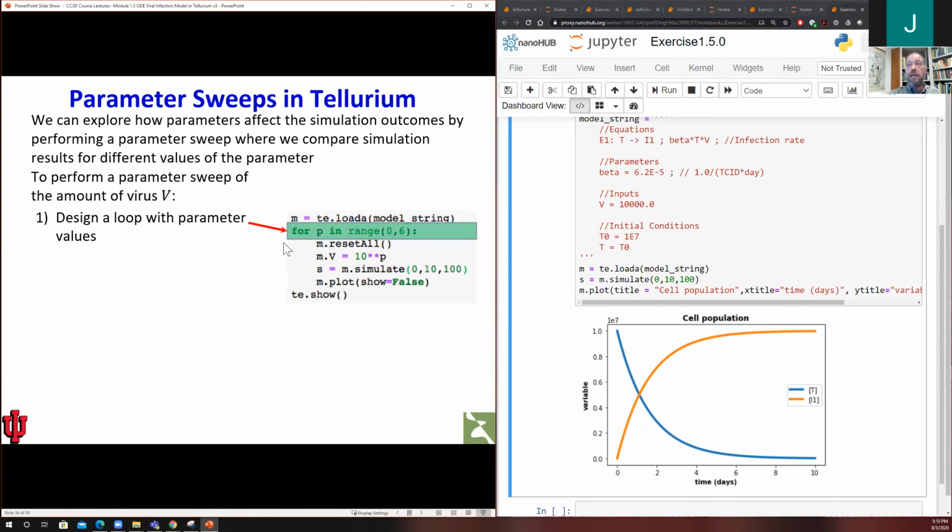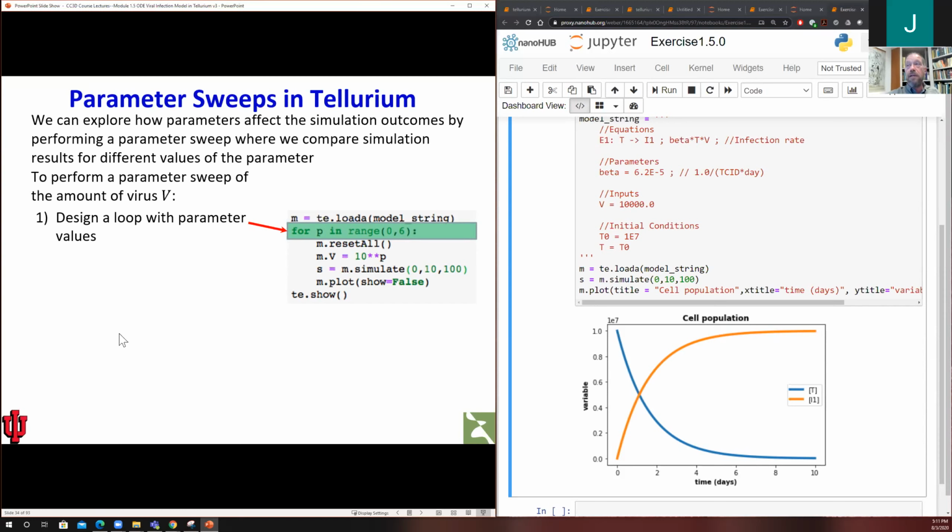m.v is the amount of virus, the initial amount of virus in the simulation. By default, it was set to be 10,000, but we can change it, and here we'll make it 10 to the p. So the first time we iterate this, p will be 0, and so we'll set the amount of virus to 1. The second time, it'll be 1, so we'll set the amount of virus to 10. The third time, 2, 100. Fourth time, 3, 1,000. Fifth time, 4, 10,000. And then it stops when you get to 6. It doesn't do the 6.